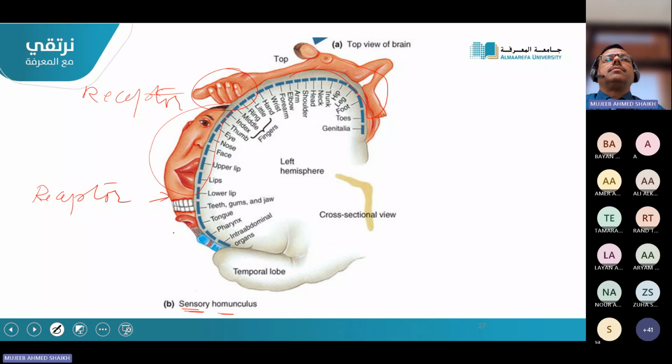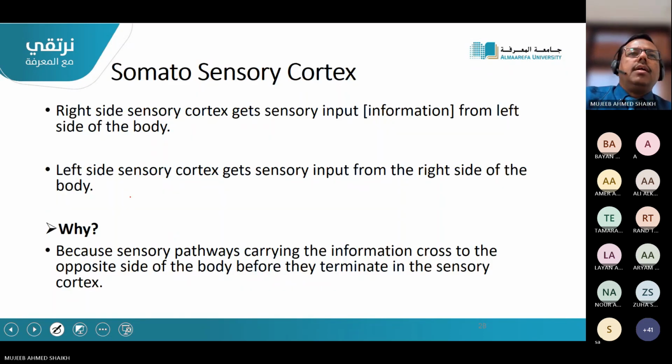This is sensory homunculus. Also, right side of the sensory cortex will receive the information from the left half of the body. Left sensory cortex will receive the information from the right half of the body. So again, there is a crossing. There is opposite control because of the sensory pathways. Suppose here is the right hand. Sorry, my drawing is very bad. So right hand, and here is the left hand.